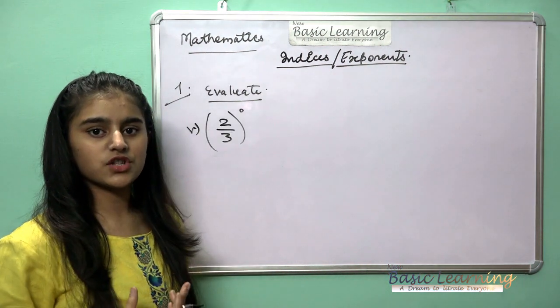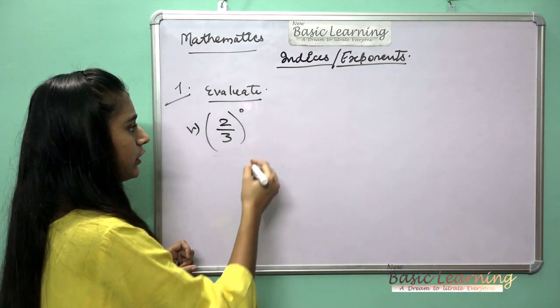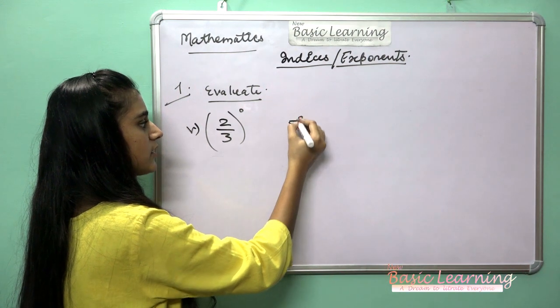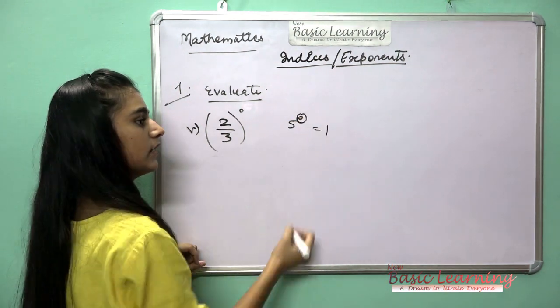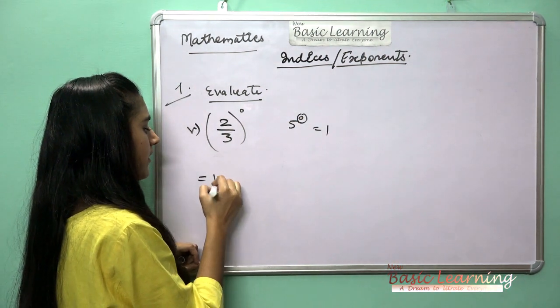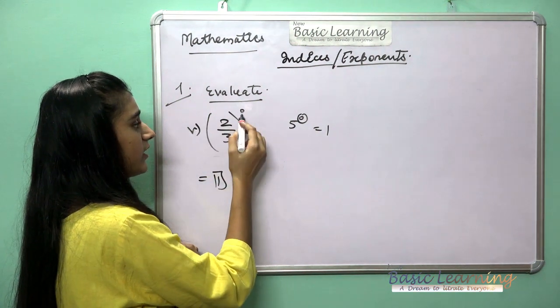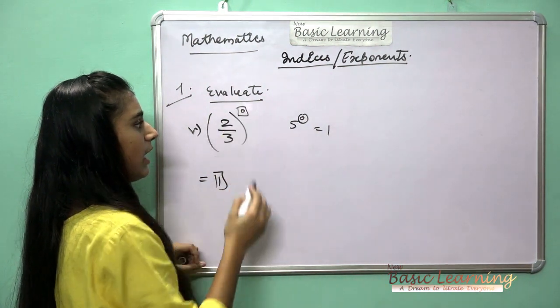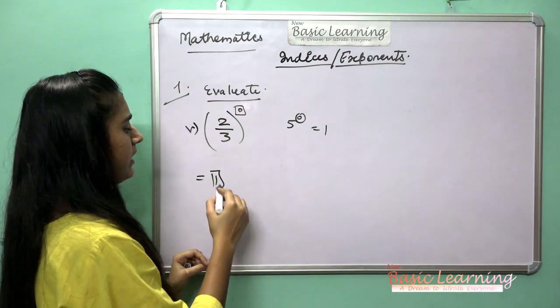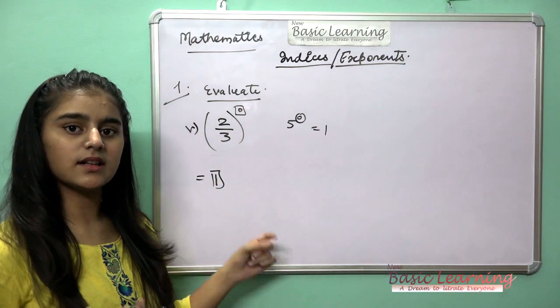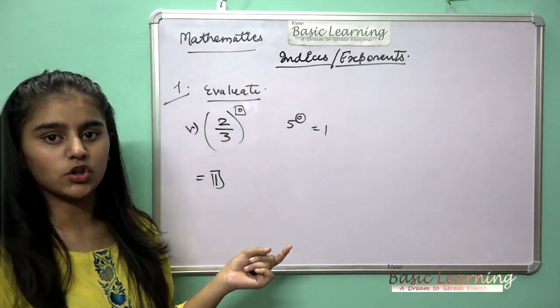Now in the very first question I told you the answer was 1. So here also the answer will be 1, because it is asking the power. What is the power? It is only 0, and it is considered as 1.